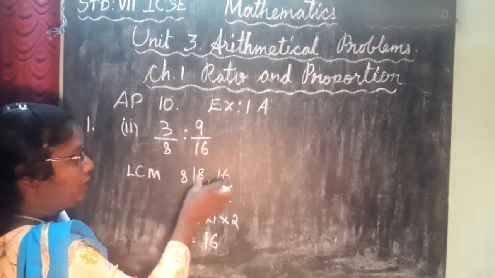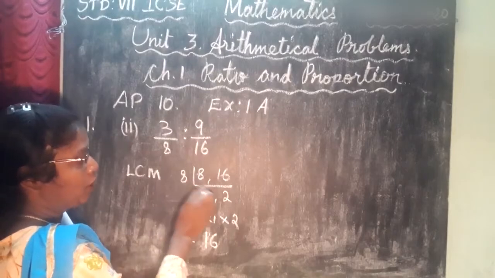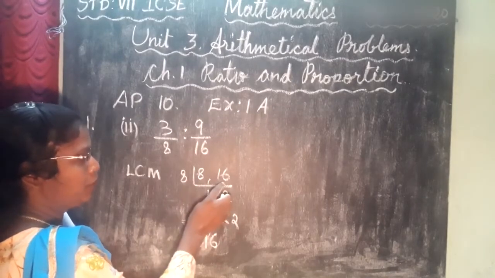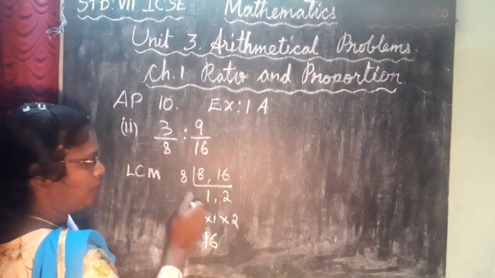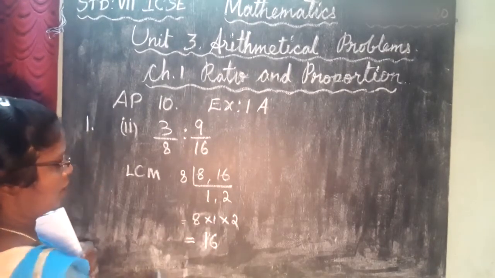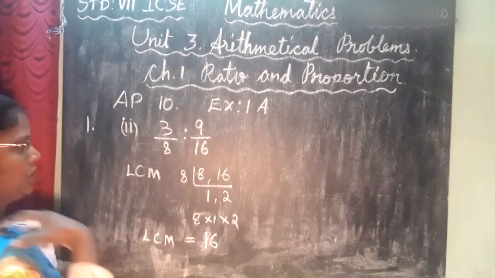I am writing the denominator values and dividing by the common number. 8 is common for both, so I am dividing by 8. 1 8 is 8. 8 2s are 16. When I multiply, I am getting 16. LCM is what? 16 now.